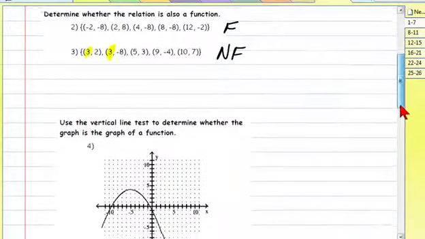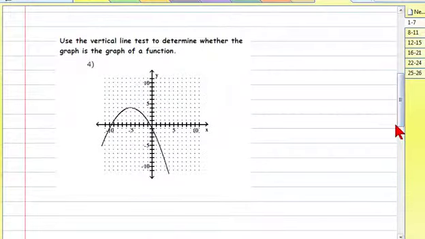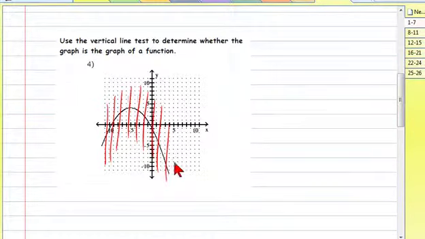Okay? Number 4. Use the vertical line test to determine whether the graph is the graph of a function. So, at least mentally, if not physically, you pass vertical lines from left to right across the graph, and you're checking to see, does it ever hit the graph in more than one location? And the answer to that is no, it's okay. So this one passes the vertical line test, which means it is a function. And I believe on the test, once again, that would be a yes-no question.